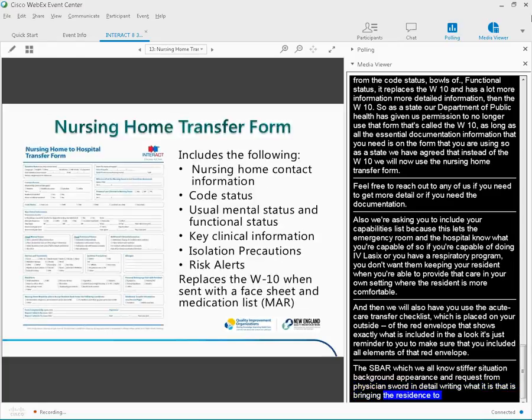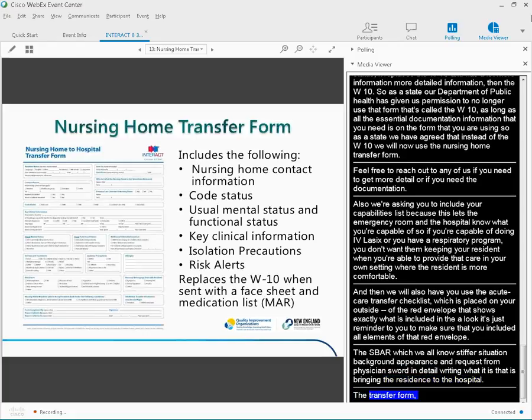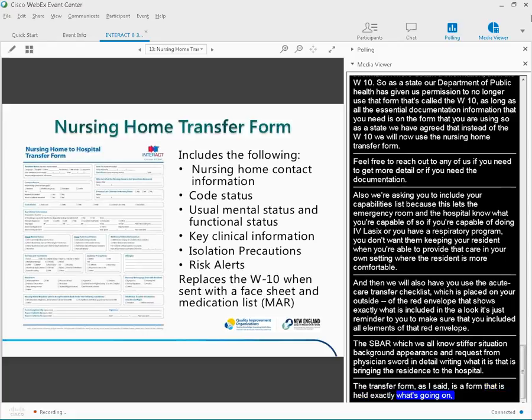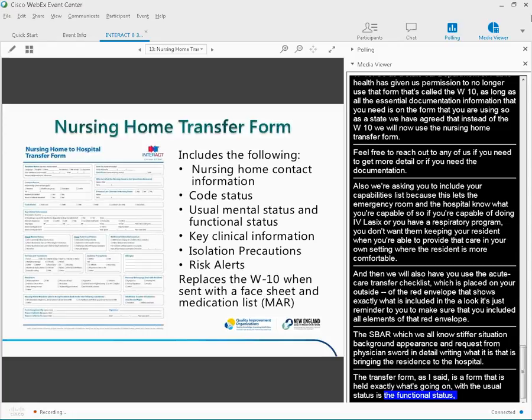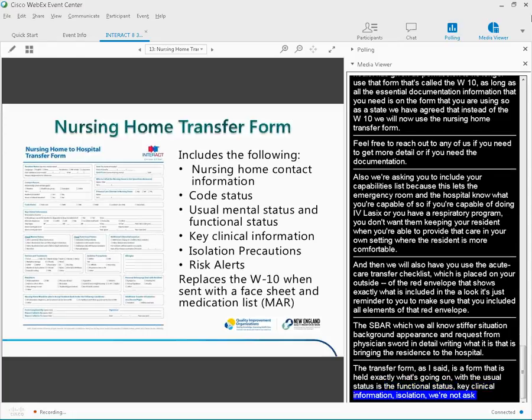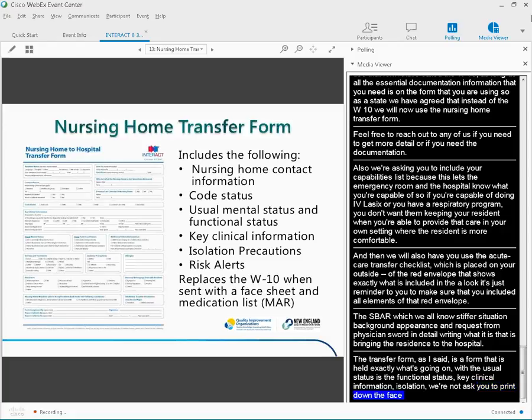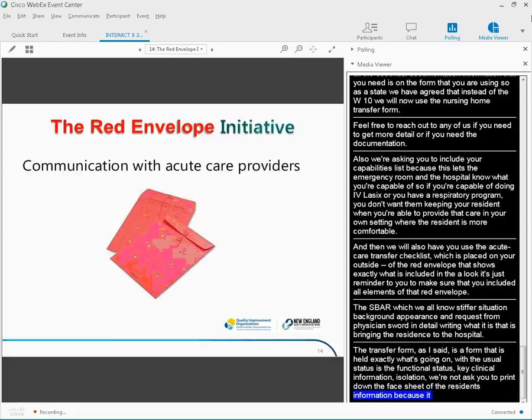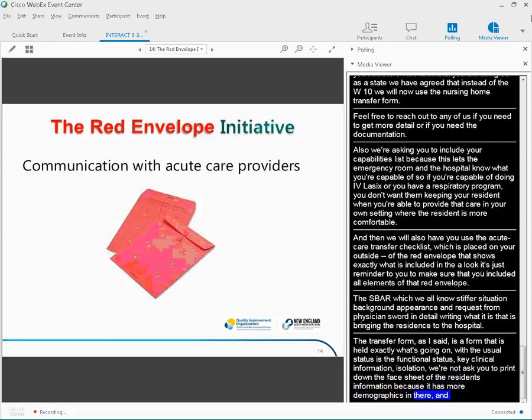And the transfer form, as I said, is a form that tells exactly what's going on, what their usual mental status is, their functional status, key clinical information, isolation. We are asking you to print out the face sheet of the resident information because it has more demographics in there, and it also has the primary caregiver's contact information.